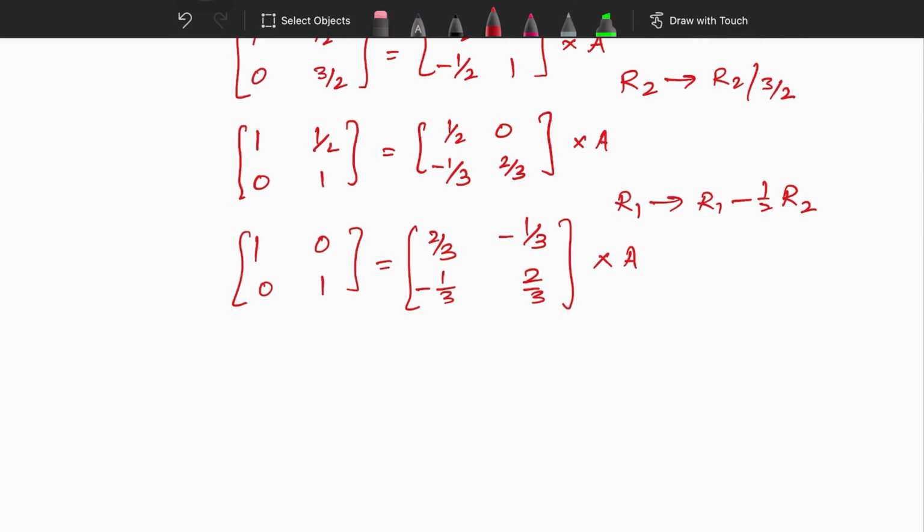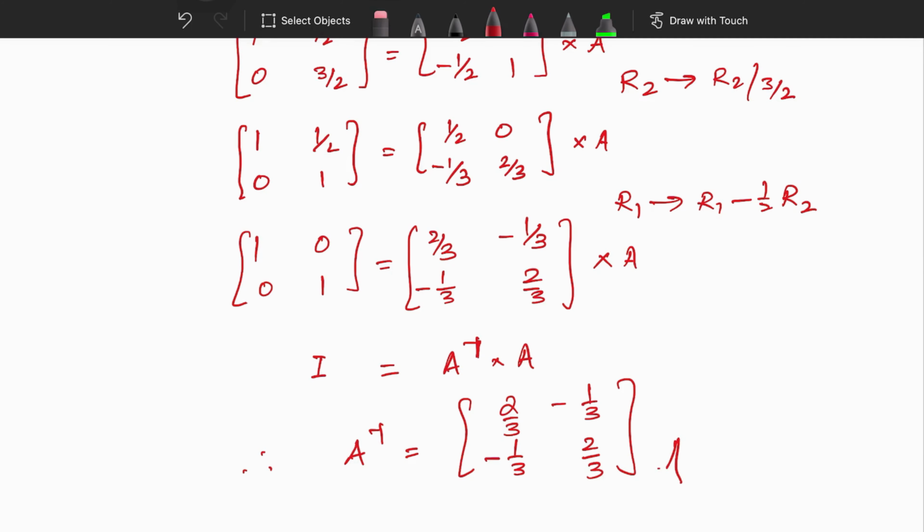So if you see now, on the left side we have I, and this part, the new matrix, is going to be A inverse times A. So therefore the inverse of this matrix is equal to 2 over 3, negative 1 over 3, negative 1 over 3, and 2 over 3. That's your answer.